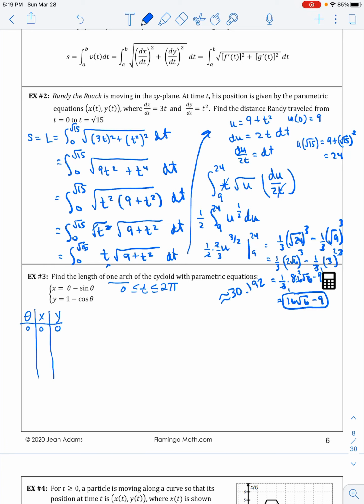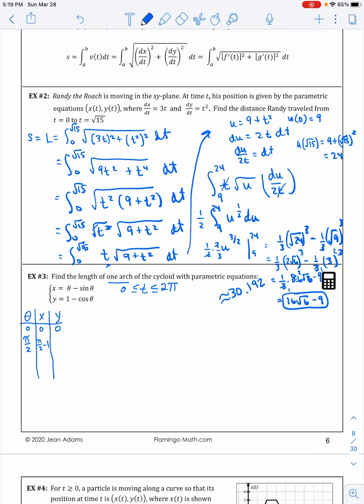So if my theta was 0, for x I would have 0 minus the sine of 0, which is 0. For y I would have 1 minus the cosine of 0, which is 1 minus 1, which is 0. If my theta were to be pi over 2, for my x, it would be pi over 2 minus the sine of pi over 2.